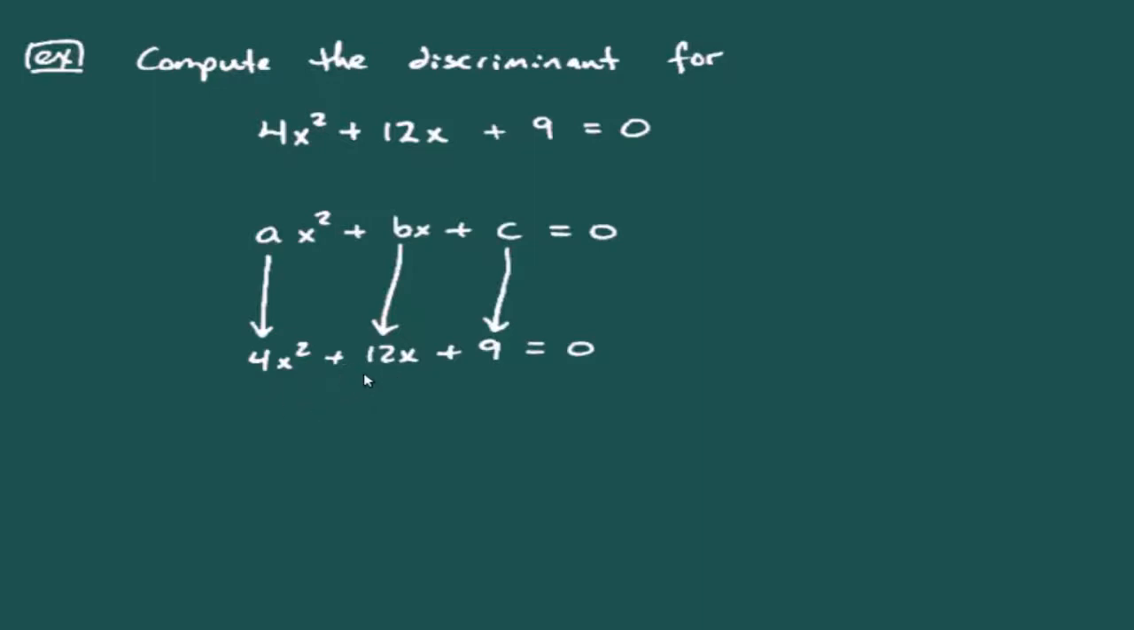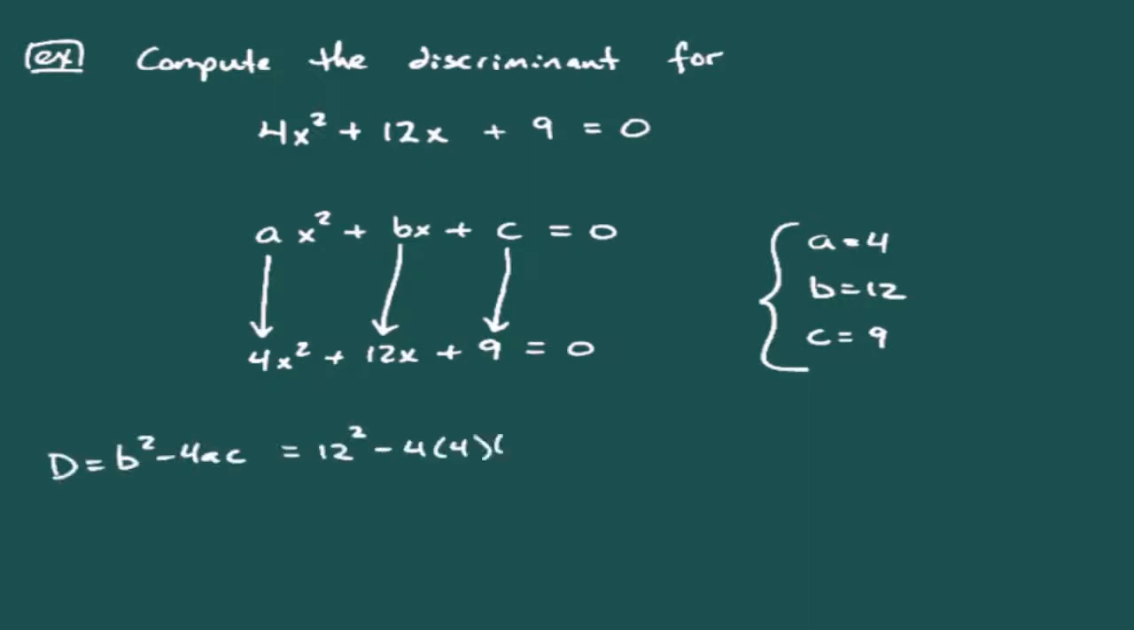B is going to be the number that's just multiplying plain old x. So b is going to be 12 in this case. And c is going to be the number that doesn't have a variable on it. So c is going to be 9. So we've got our a, b, and c as being 4, 12, and 9. So we can come down and compute the discriminant for that one.